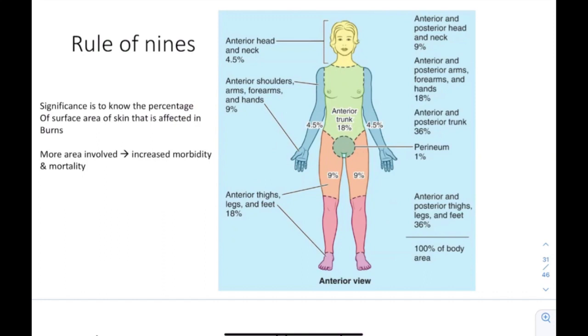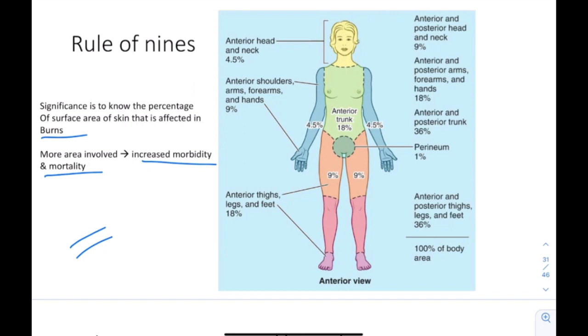There is something called the rule of nines, where basically they assign each part of the body a percentage that equals the total surface area of the skin. The goal of this is to identify the percentage of surface area of the skin affected in burns. And the more area involved, there is increased morbidity and mortality.